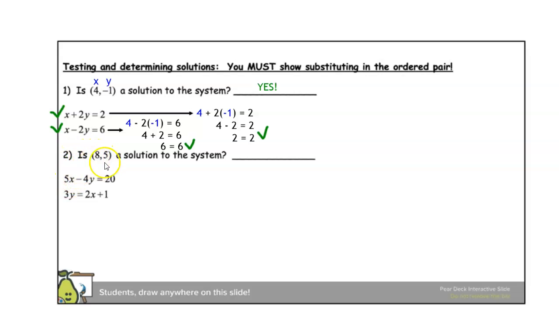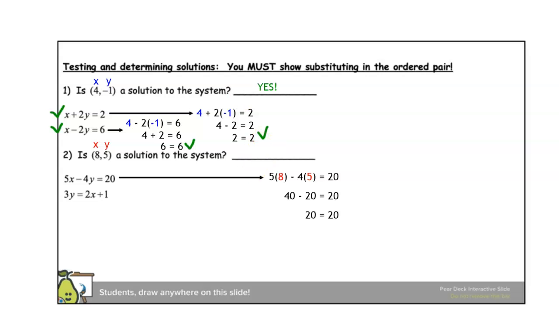All right, let's take a look at the second one. (8, -5), we're going to do the same thing. We're considering 8 and -5 to be x and y. And now what we'll do is substitute these values into the equations and then see if the equations become true or not. We'll do the first one first. So here's our substitution step. 8 and -5 went in for x and y respectively. Now let's simplify the left-hand side by multiplying 8 and 5 and -4 and 5.